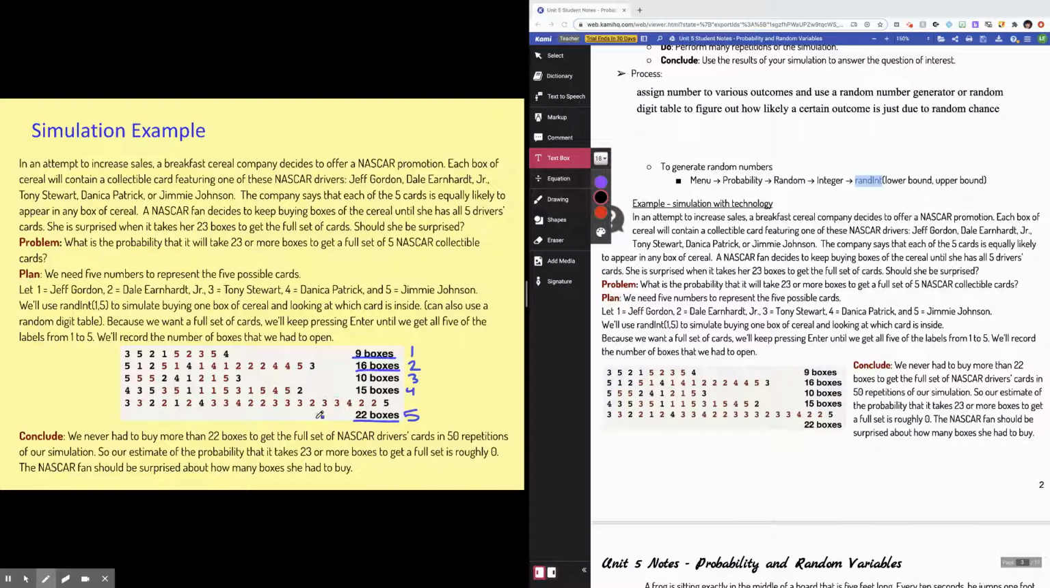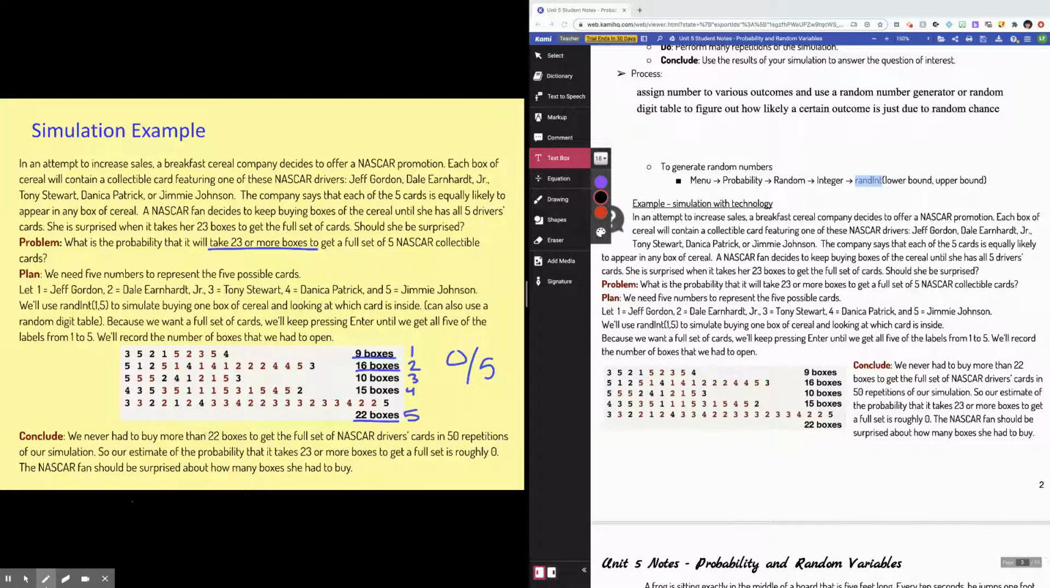So based on this simulation, we never had to buy more than 23 boxes. That's what we were trying to figure out: what's the probability that it will take 23 or more boxes? Well, from this, that probability is 0 out of 5, because we ran 5 trials and in 0 of them did it take us more than 23 boxes to get the full set of cards. So we would say that this fan should be surprised because this probability is really, really low.